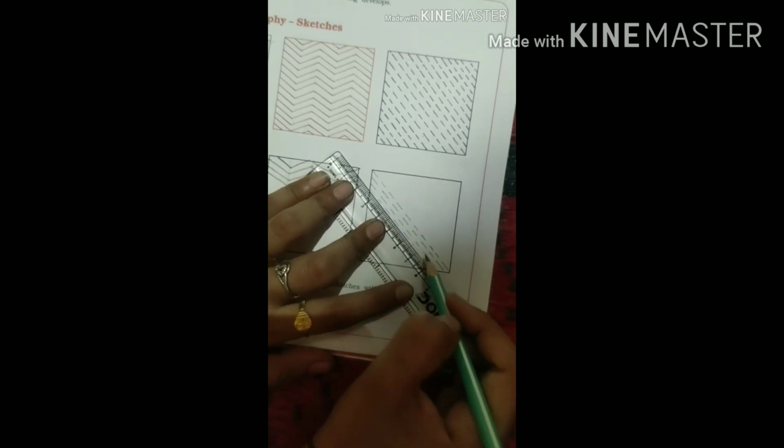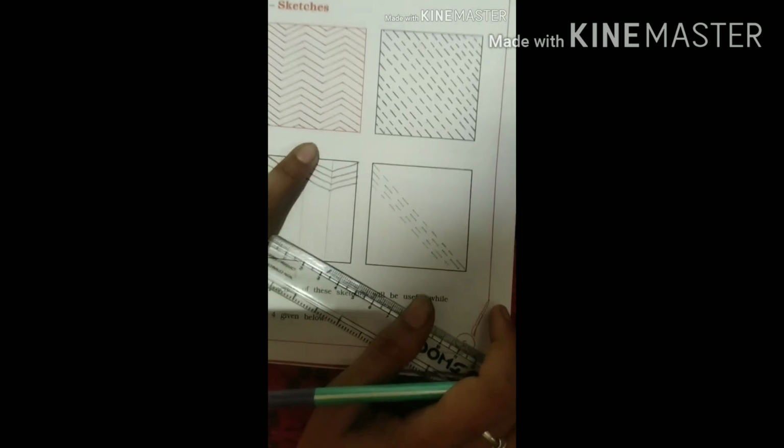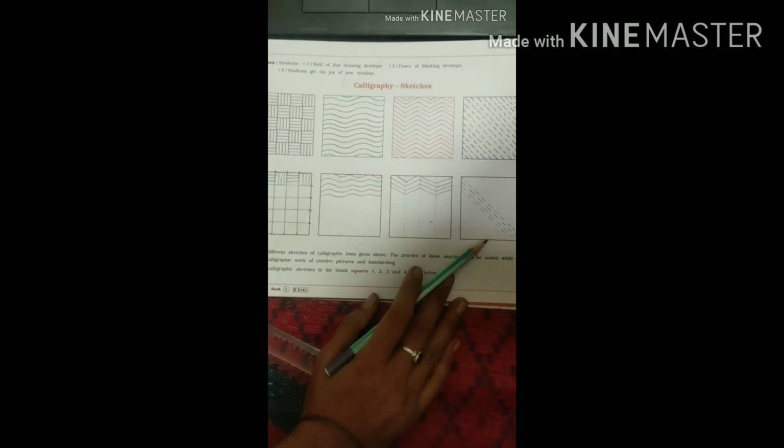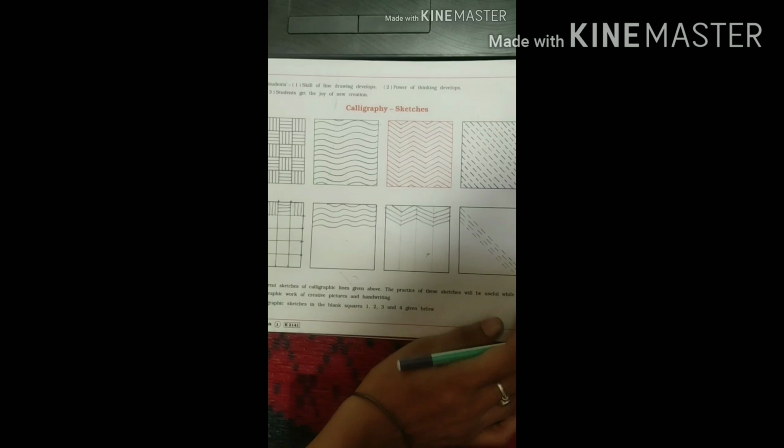I think you understand all these types of lines, and the main thing is that line is the main element to draw any type of drawing. So students, I think you understand all the lines. So complete this work and do the practice of more lines.